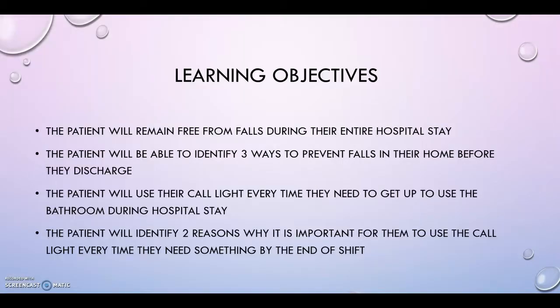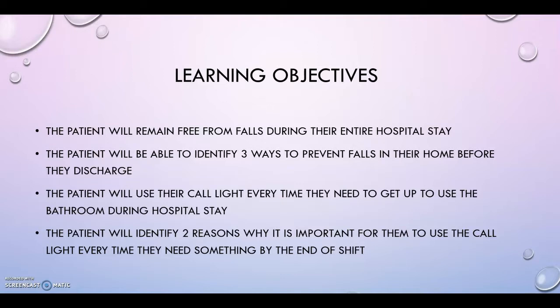Some learning objectives for this presentation are that the patient will remain free from falls during their entire hospital stay. The patient will be able to identify 3 ways to prevent falls in their home before they discharge. This can be as simple as having a nightlight in the hallway at night or making sure that rugs and pets are out of the way when walking.